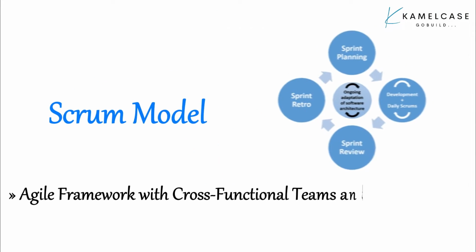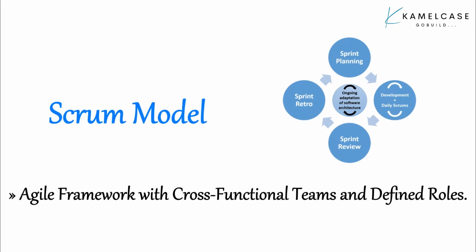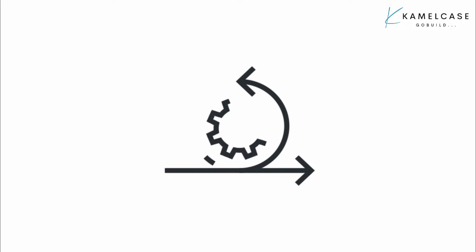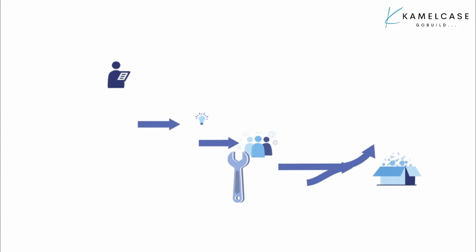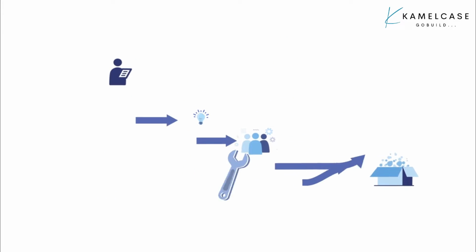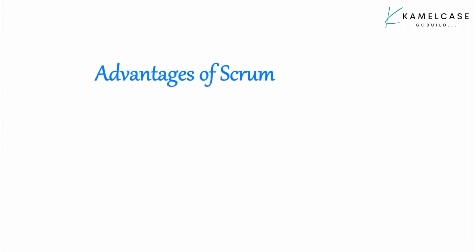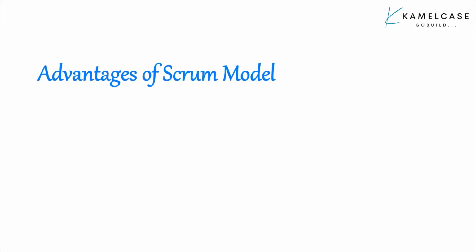Similarly, Scrum Model is an Agile framework that supports iterative software development with short sprints. It emphasizes collaboration, transparency, and adaptive planning, involving cross-functional teams, reviews, and daily stand-ups. Advantages of Scrum Model. We go with flexibility and adaptability.